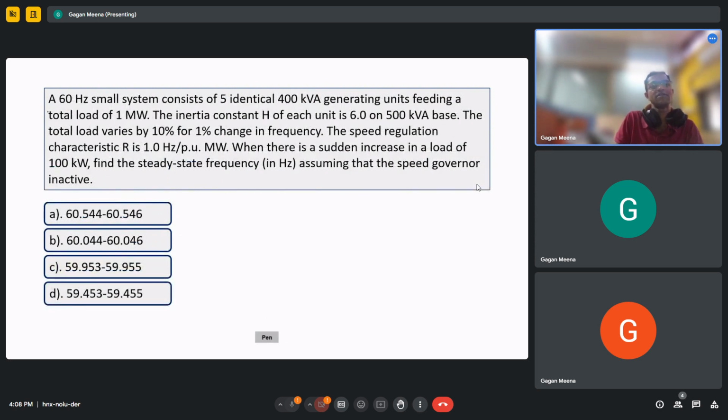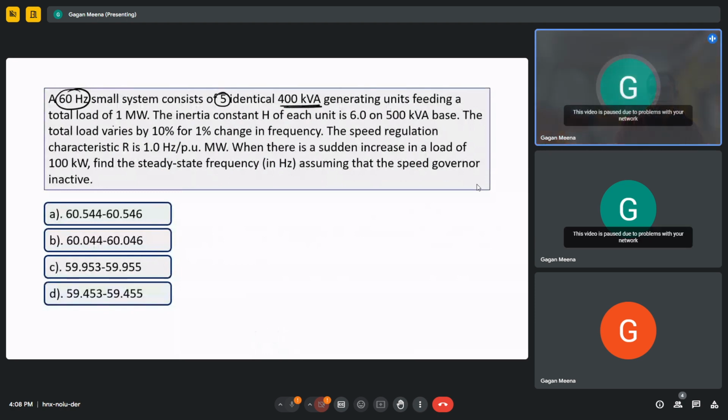So the next question is: a 60 hertz small system consists of 5 identical 400 kW generators feeding a total load of 1 megawatt. Again, see, this is 60 hertz, note it down. The inertia constant of each unit is 6.0 on a 500 kVA base.